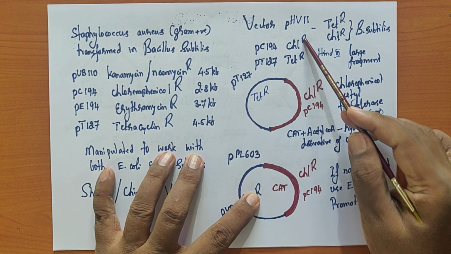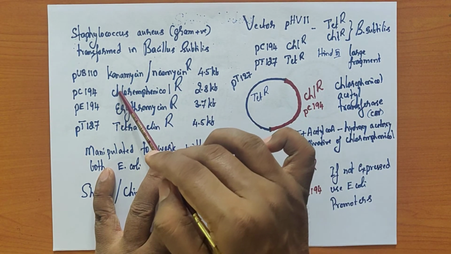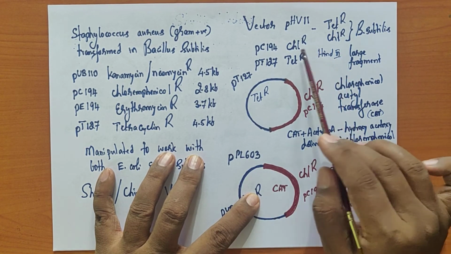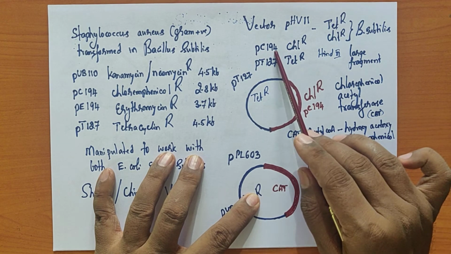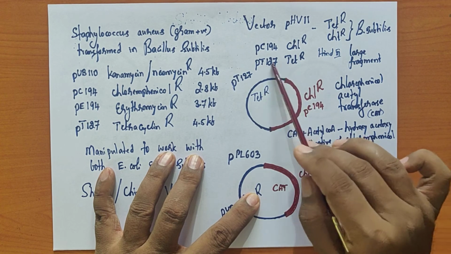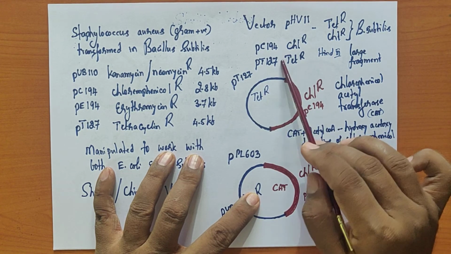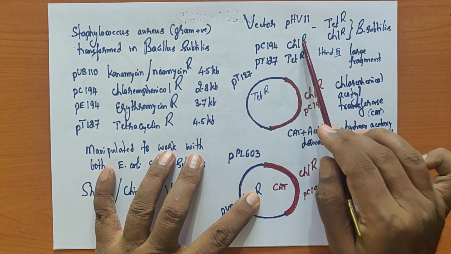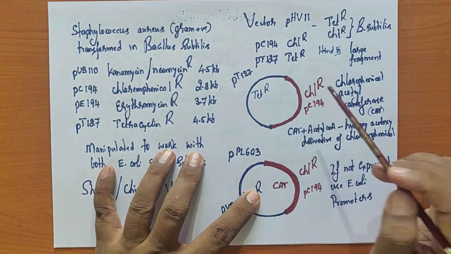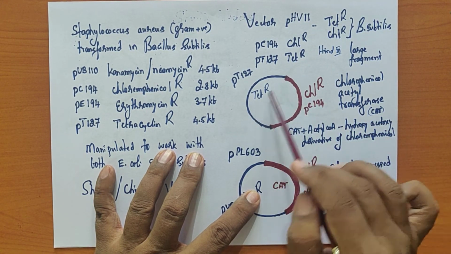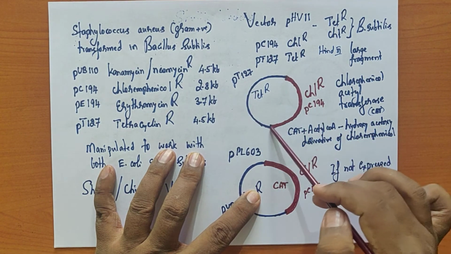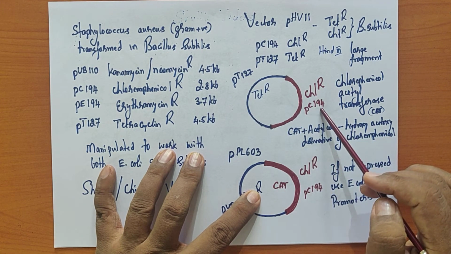What they have done is take these two plasmids, pC194 and pT127, and digest them with HindIII. Once you digest, pC194 gives a very large fragment with the chloramphenicol resistance gene, and pT127 gives a very large DNA fragment with the tetracycline resistance gene. These two large fragments are combined to give the pHV11 vector. So this is a chimera. The tetracycline resistance gene is from pT127 and the chloramphenicol resistance gene is from pC194.